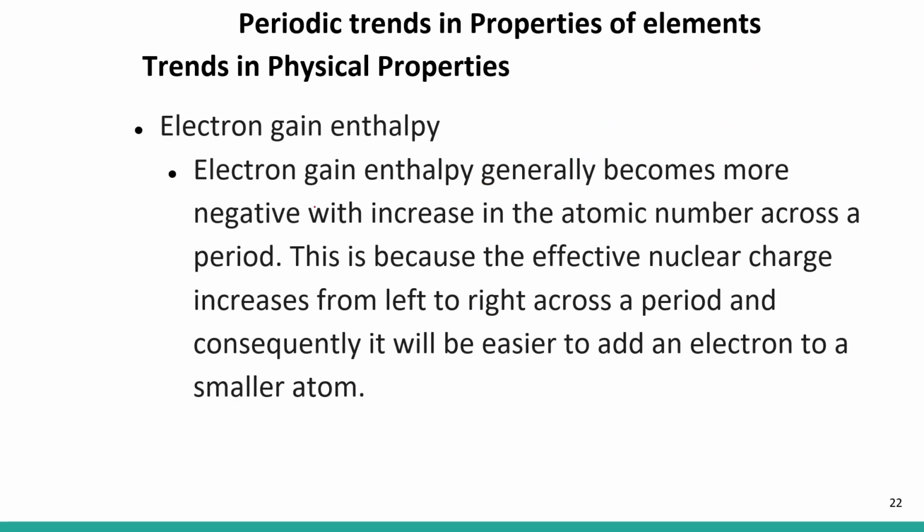But in the case of a period, the thing is different. Why is it so? Because electron gain enthalpy becomes more negative with increase in the atomic number across a period. This is because the effective nuclear charge increases from left to right across a period, and consequently it will be easier to add an electron. The reason is similar here also: as we are moving across a period, the negative value will increase more and more because the radius is decreasing and the distance between the nucleus and the incoming electron is decreasing. So it is easier to add that electron, resulting in a greater negative value of electron gain enthalpy.